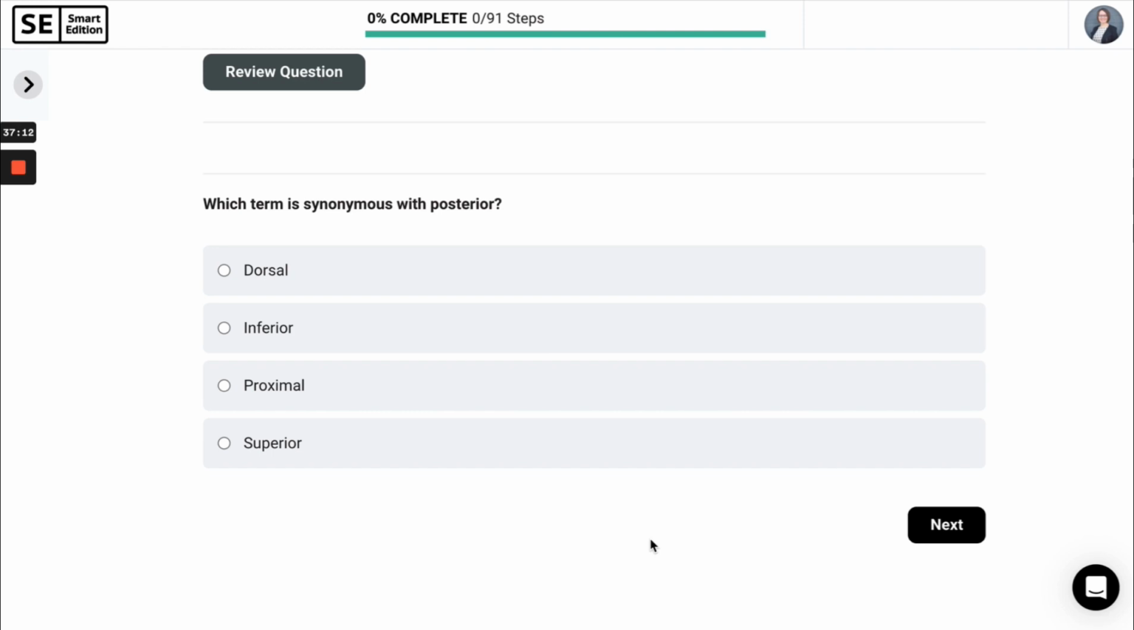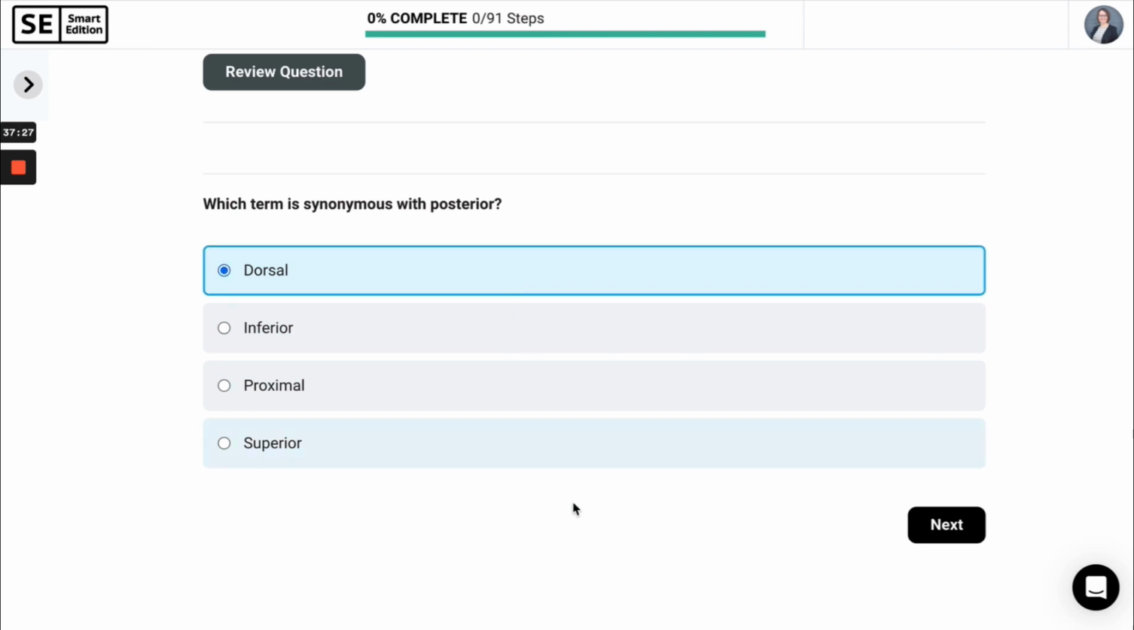Which term is synonymous with posterior? Is it dorsal, inferior, proximal, or superior? The correct answer here is dorsal. So remember, when we refer to directional terms, when we're referring to anatomy, the body is in that anatomical position. Both dorsal and posterior mean towards the back.